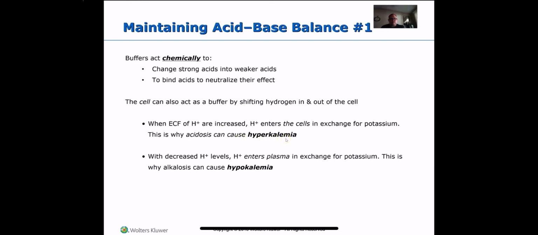watching for hyperkalemia as well. And then you have to worry about all the things that come with hyperkalemia, your EKG rhythm changes and those things. And on the reverse, with the decrease of hydrogen, so if you're going alkalotic, your cells will excrete a hydrogen ion and then absorb a potassium ion in its place. So then you can worry about going into hypokalemia, because your cells are going to be holding on to the potassium instead.